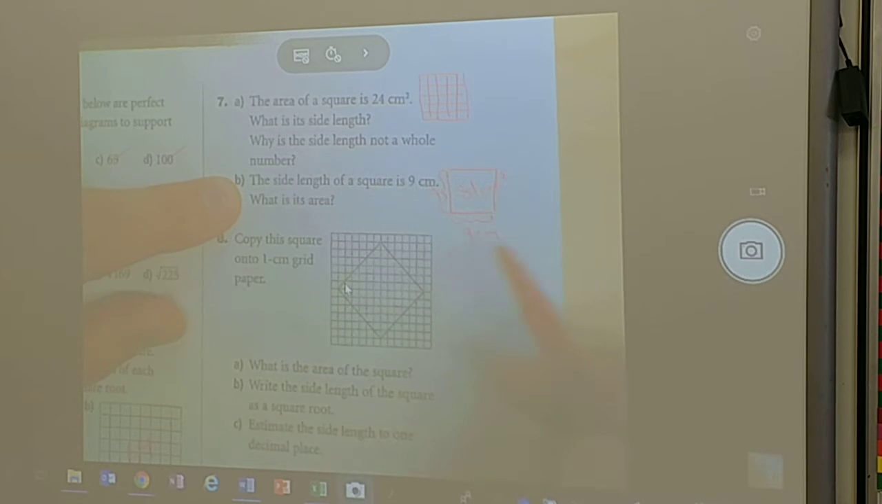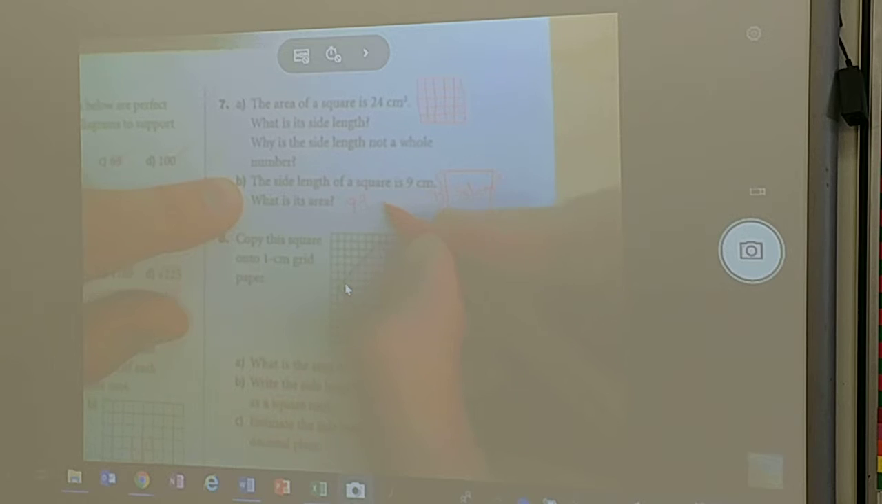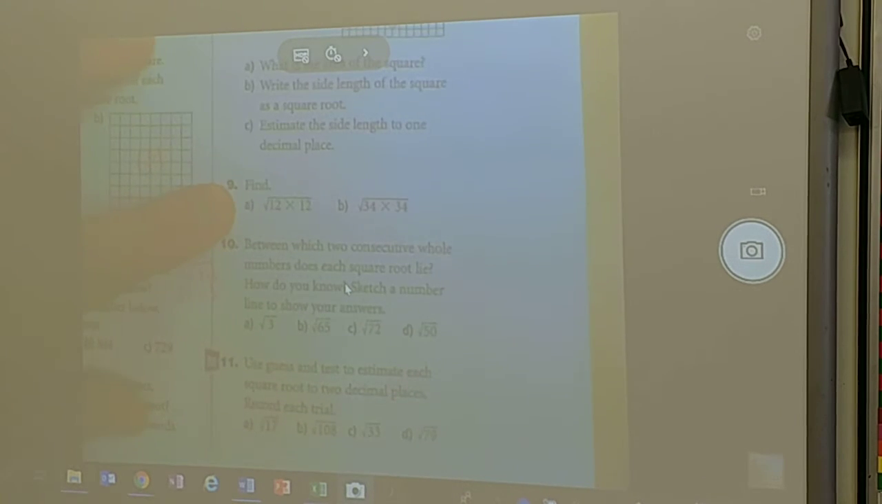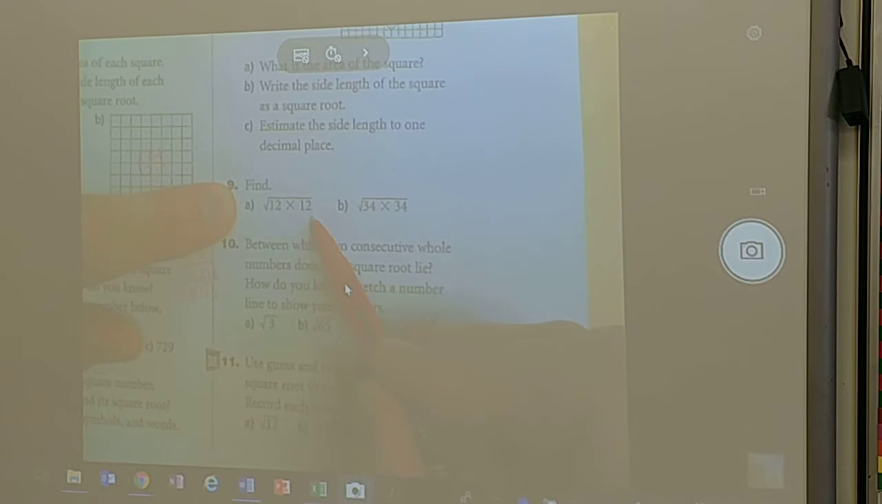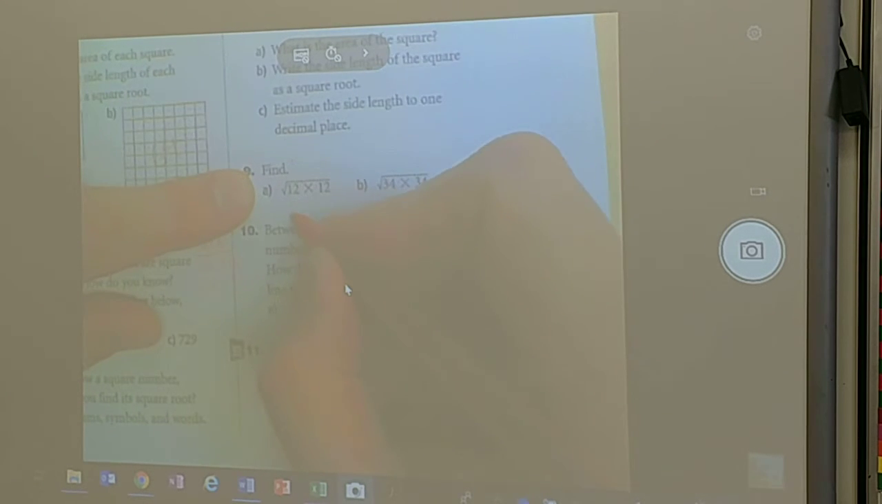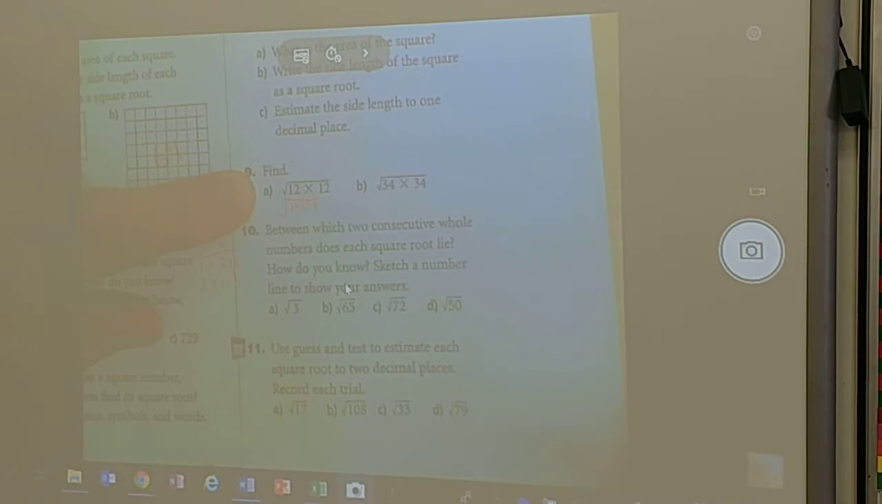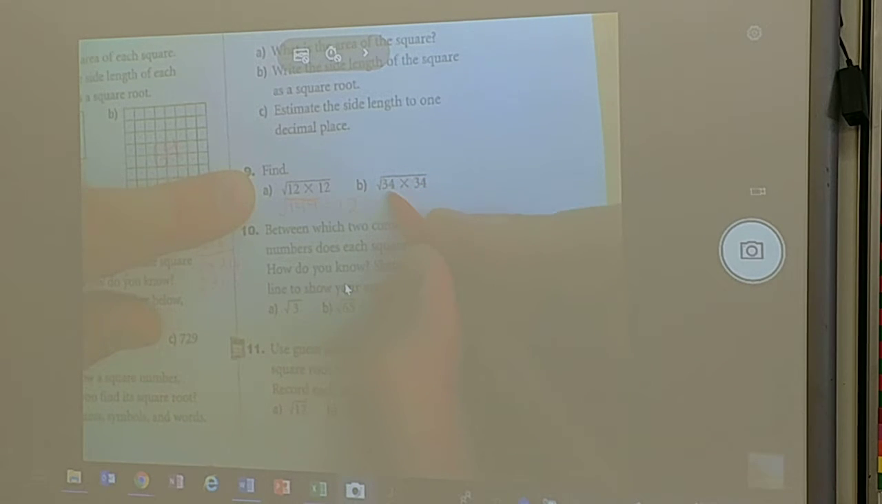I thought you were talking about the one below. There you go. Alright, check this one out. 12 times 12. That's like 132. It would be 144. But what's the square root of 144 then? 12. 12. What's the square root of 34 times 34? It's just 34, because we eliminated one.